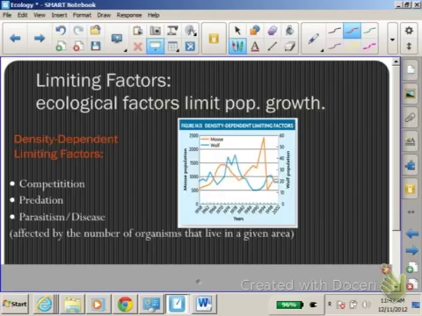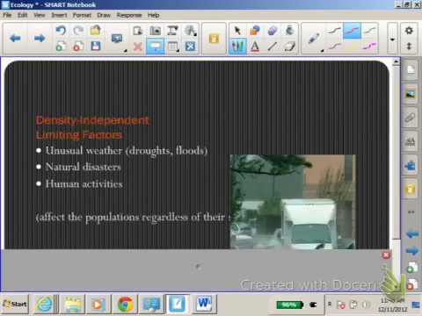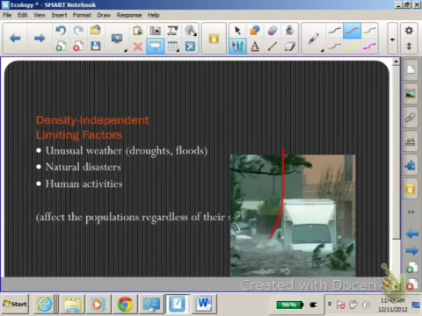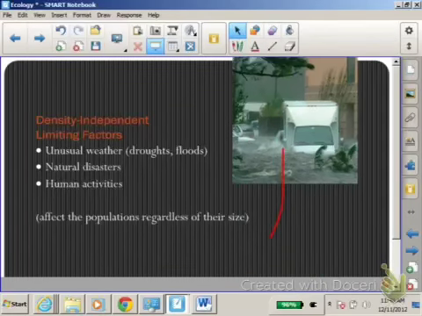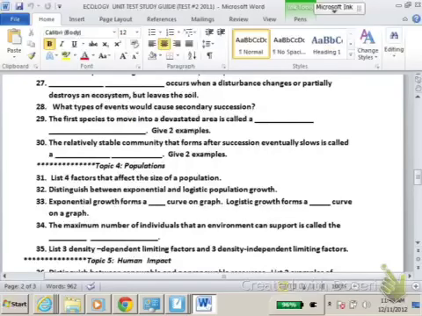Remember how I talked about if Ebola broke out in New York City, that would be a really big deal. But if it broke out in like Montana, where there can be 10 to 20 miles between each house, the effect wouldn't be as large. On the other hand, density-independent factors affect the population regardless of its size. Unusual weather, natural disasters, and human activities are examples of density-independent factors. Okay, moving on to the human impact.